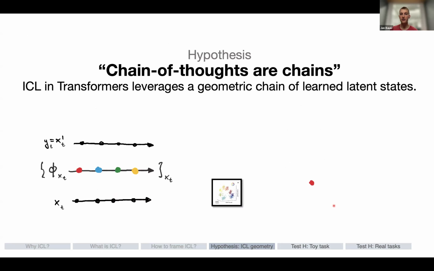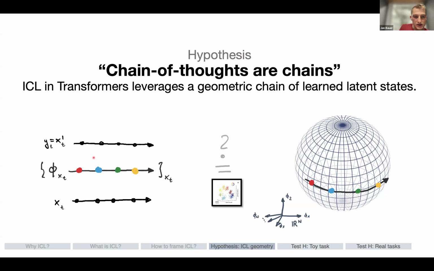And this was what gave rise to some hypotheses that Jan and I had developed. And the boldest take that you could have of it is that chains of thought are chains, with a chain of thought being what is going on in in-context learning. In a bit more detail, it means that in-context learning in transformers leverages some sort of geometric chain of latent states. And this is illustrated down here.